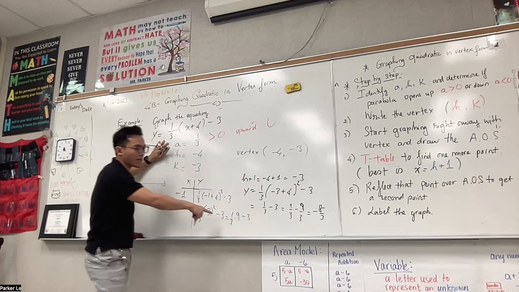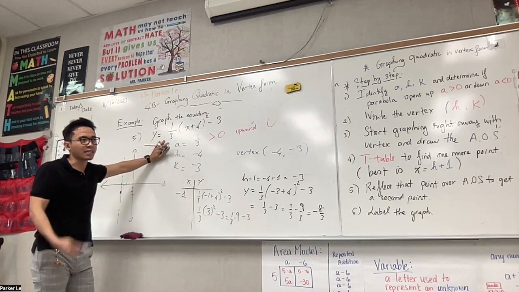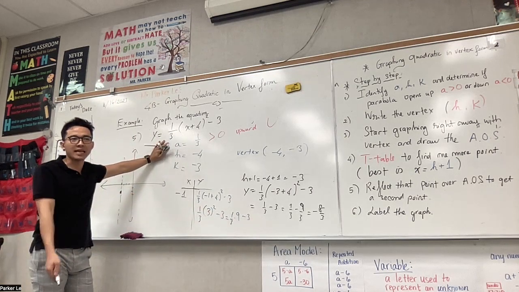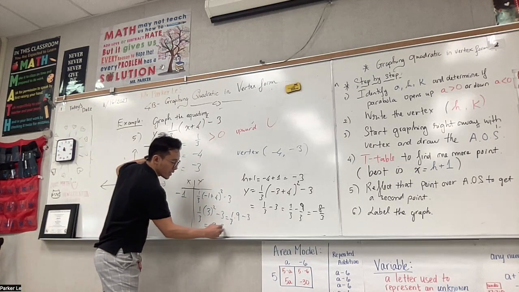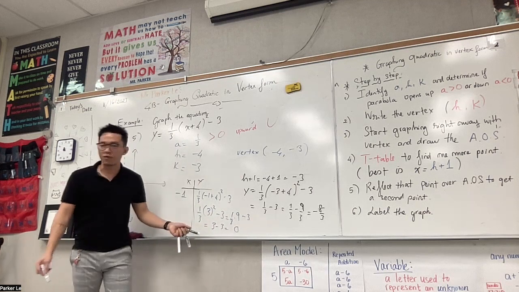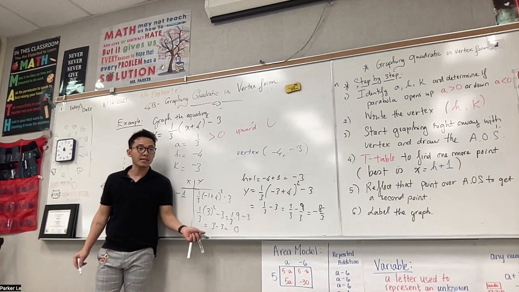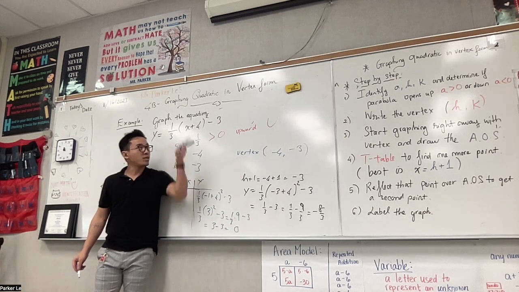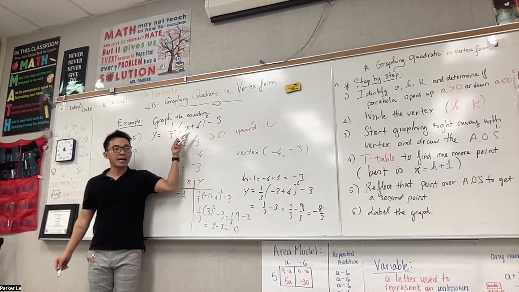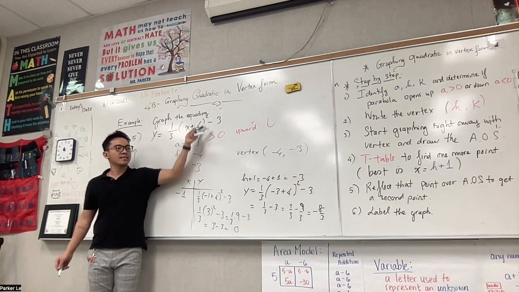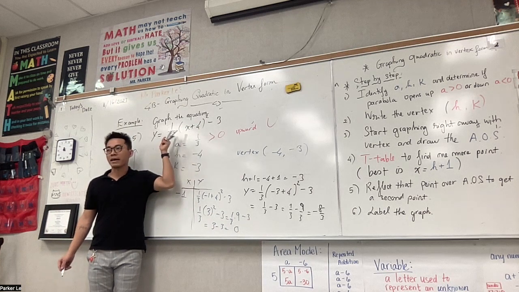Okay? 1 over 3 times 9. That's when you should divide by 3. What is 9 divided by 3? 3. And 3 minus 3 is, you see, there's no fraction, there's no negative. So again, if you see the fraction, you want to choose wisely the number of the x so that this can divide by that denominator.